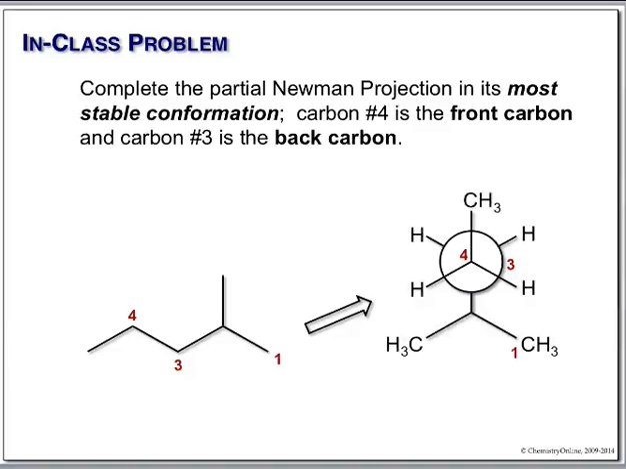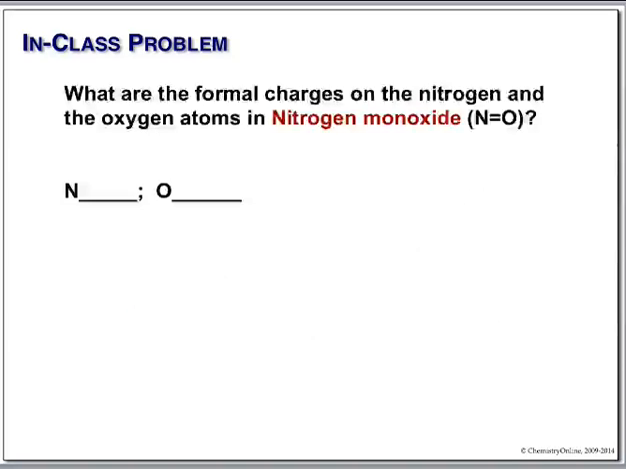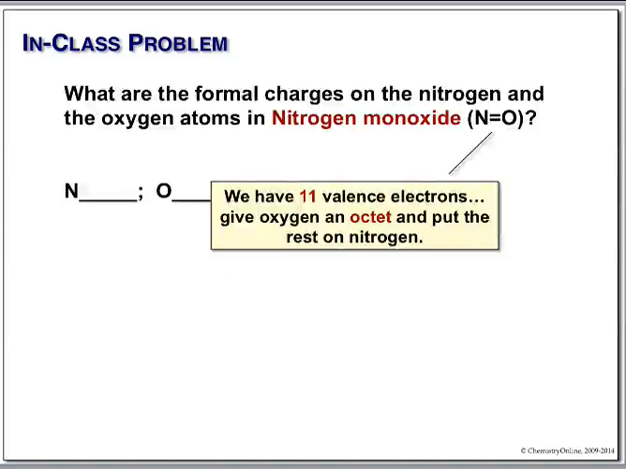All right, remember how to do formal charges? Again, back in chapter a long time ago. Just say no. Now the trick with nitrogen monoxide, frankly, is drawing the Lewis structure. If you think about it, nitrogen is in group 5, oxygen is group 6. So we have 11 valence electrons. Oxygen is more electronegative, so we're going to give it the full octet.